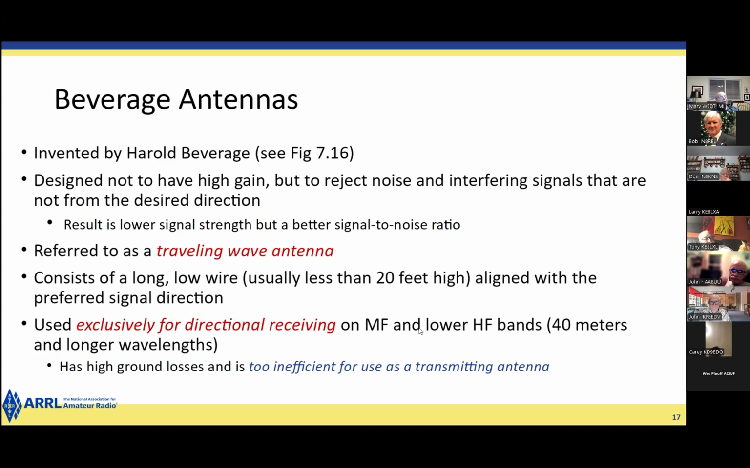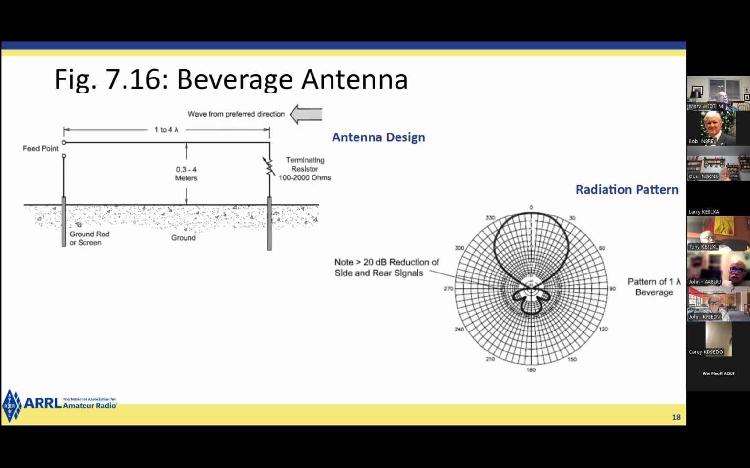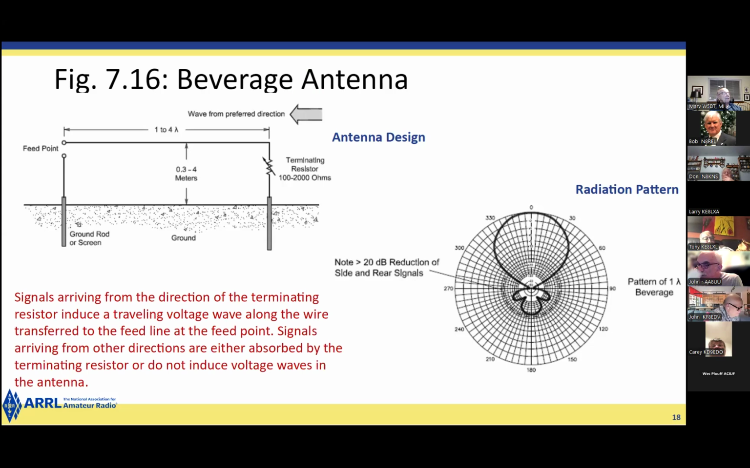If you've got the space for one, if you're living out in the country or something, and you have room for one, they're a great antenna for receiving. Here's that setup. It's something that you would never have in the city, but it's something to aspire to, I guess.